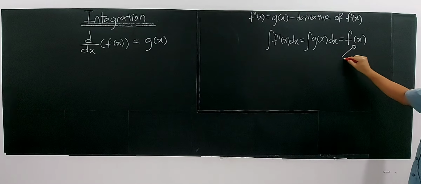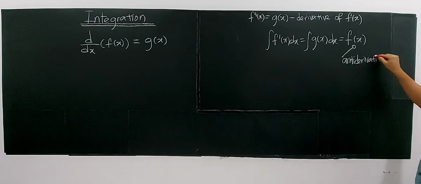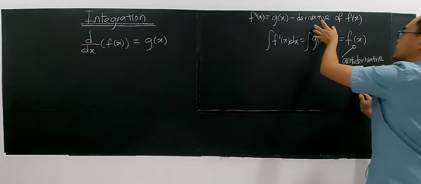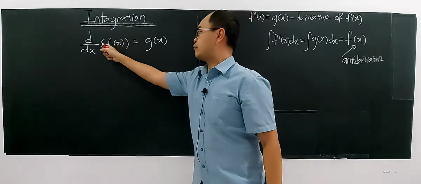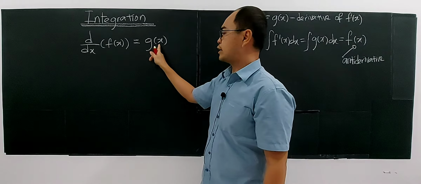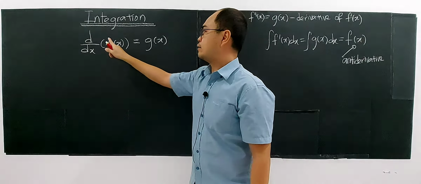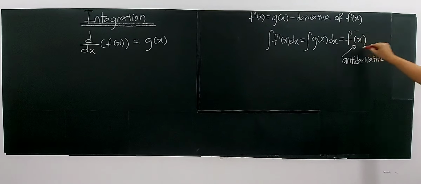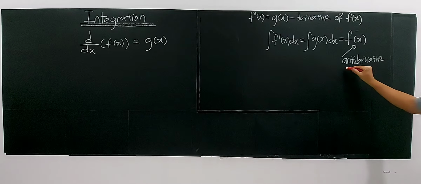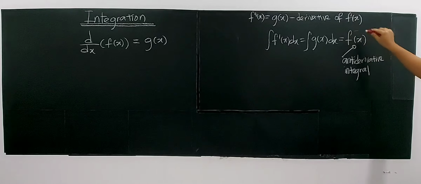And f(x), we name this an antiderivative. It means that g(x), or f prime x, is the derivative of a function. As you differentiate f(x), you get this, but once you integrate this, you get back f(x). There is a name for this: f(x) is the antiderivative. Or, as another synonym, we say it is the integral.